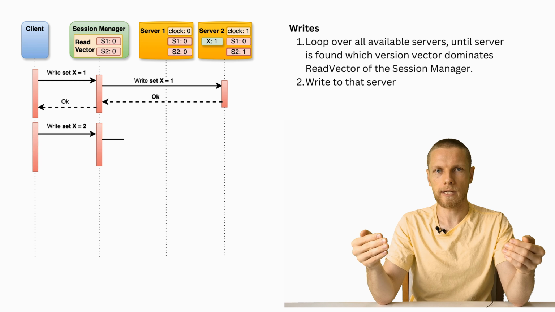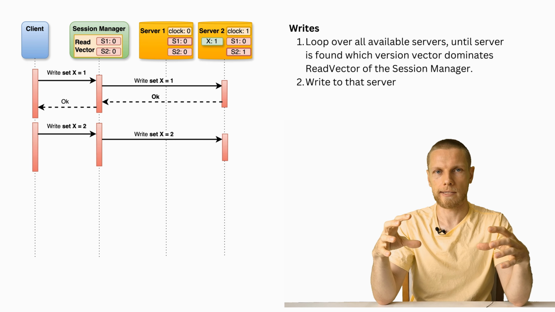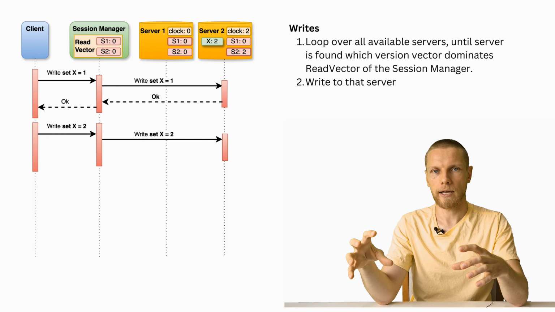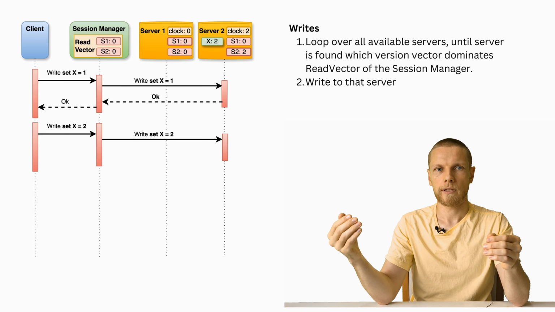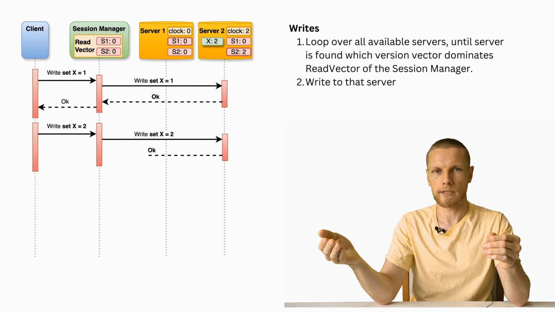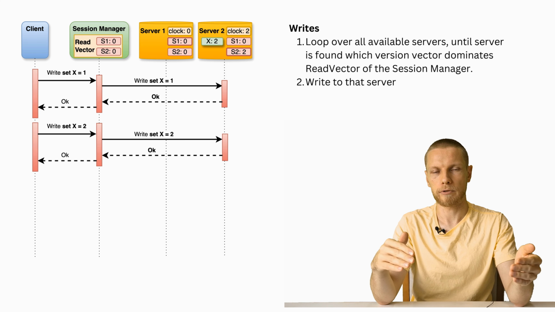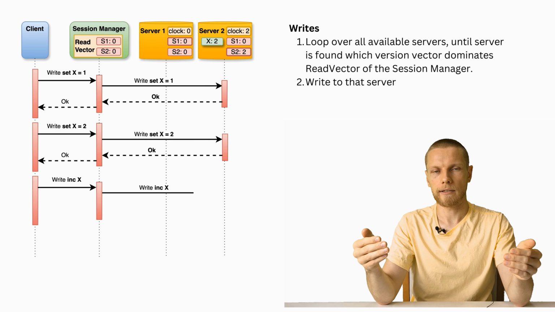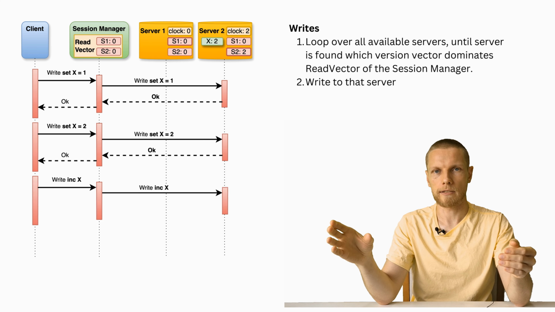When the client makes another write, it goes through the same steps, and in the end the version vector is updated and the clock value is 2 on server 2. And the third write is processed very similarly, and in the end we have 3 writes in server 2.